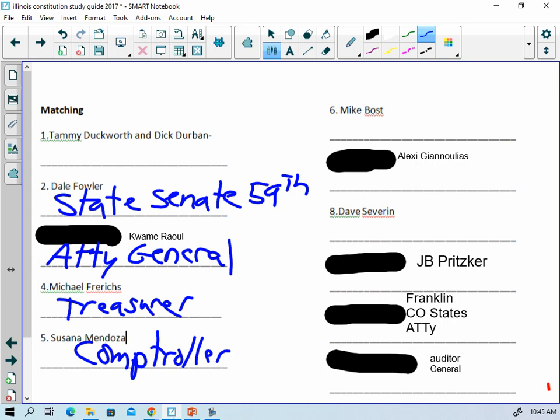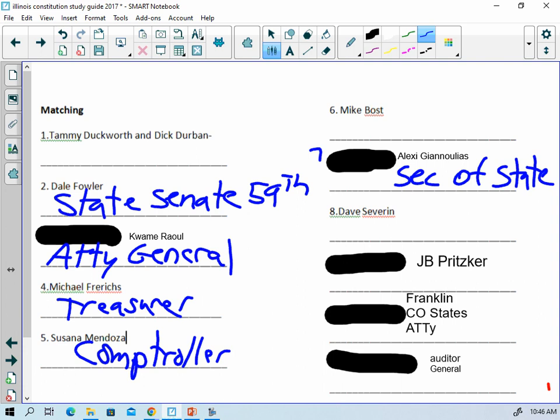Mike Bost is in Articles 7 through 14 notes. We'll cover that soon. There's about 10 that we won't answer today, so please skip them on your paper. Alexi Giannoulias is number 7. Let's not assign gender. He is the Secretary of State.